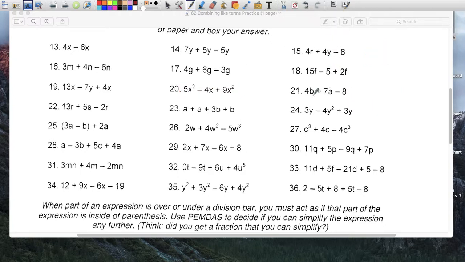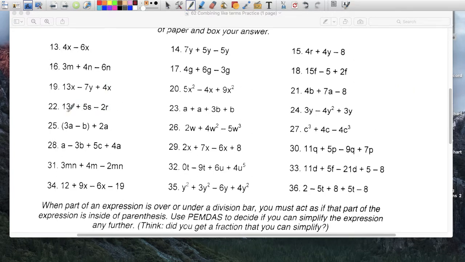21. One is a b, one is an 8, and one is a constant. So one has a variable of b, the other one has a variable of a, and the other one is a constant. I cannot do anything with these three. So it's just simply 4b plus 7a minus 8.